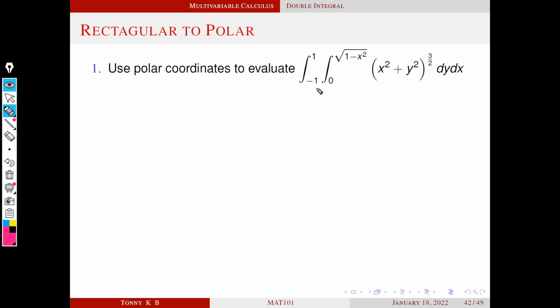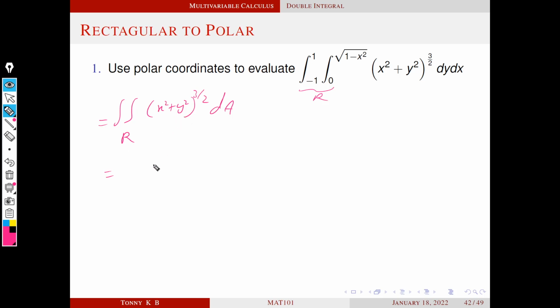First we have to identify the region of integration. We know that every double integral is of the form double integral over R of some function, here it is (x square plus y square) raised to 3 by 2 dA. This is the notation of the double integral, and this is the iterative integral representation in Cartesian coordinates. We have to convert this integral in terms of r and theta, polar coordinates.